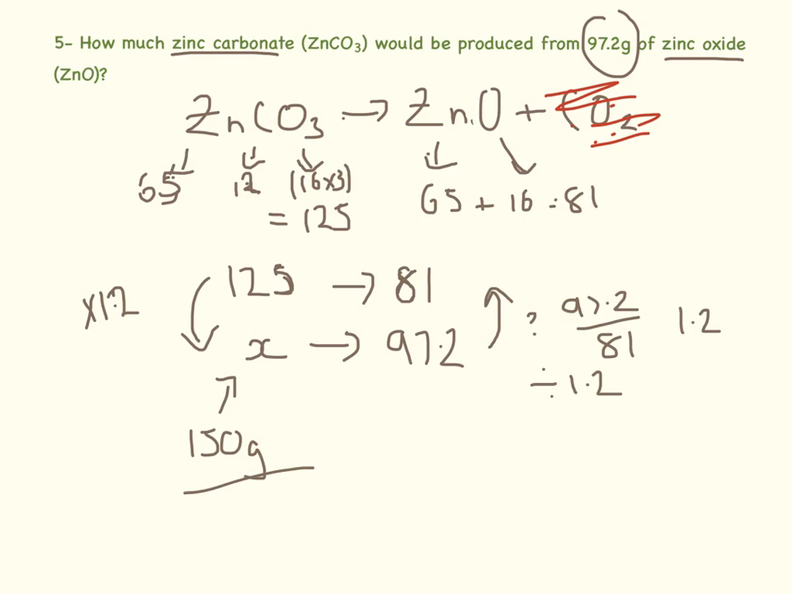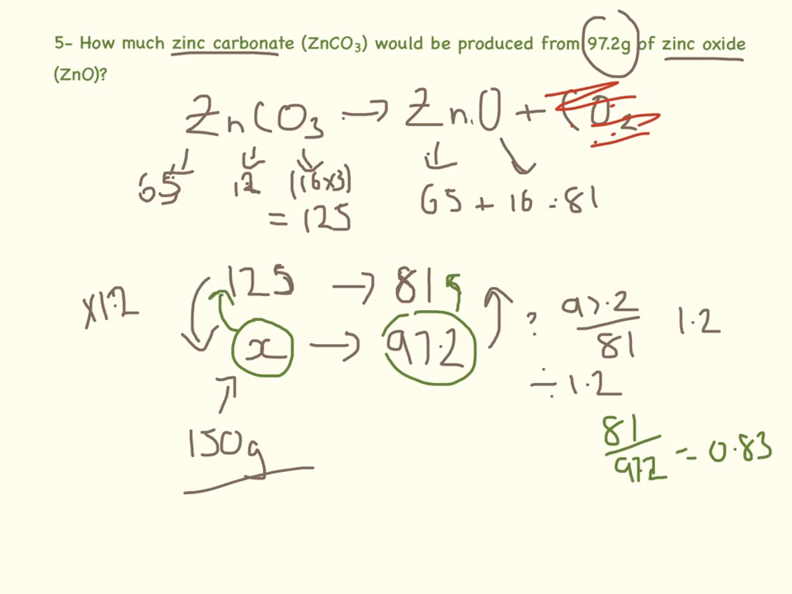Now, a way that you can self-check this is that, this in green, this number here is bigger than this number here, so we would expect this number here to be bigger than this number here. If you had done your maths the other way around, for example, if you had done 81 divided by 97.2, which equals 0.83, and then you times 125 by that, if you got an answer of 104, you've just got your sums the wrong way around, and this self-checking mechanism will get you back on track in the exam.